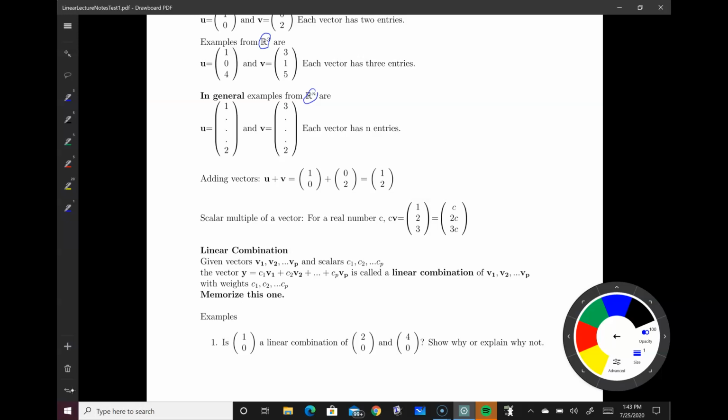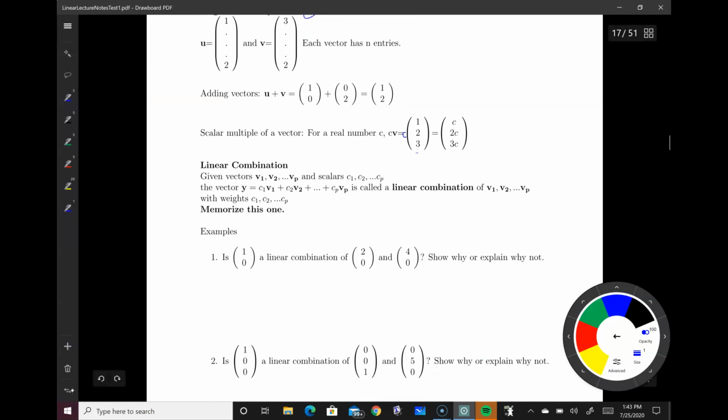If I want to multiply a vector by a scalar, the scalar is a constant, so c is any real number. So if I multiply the number c times the vector v here, then what I'm doing is taking c times each one of the entries. Oops, a little typo there. Should be a c right there. There we go.